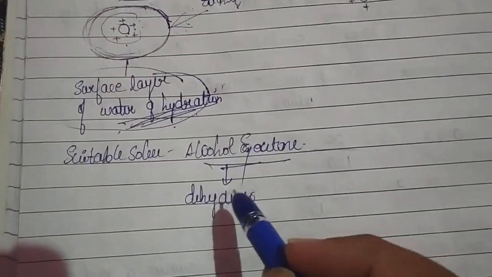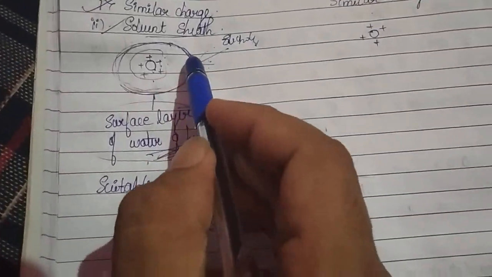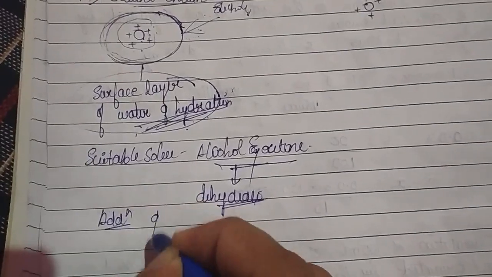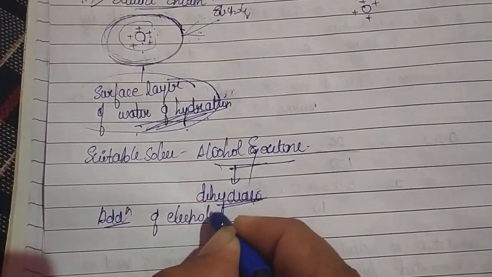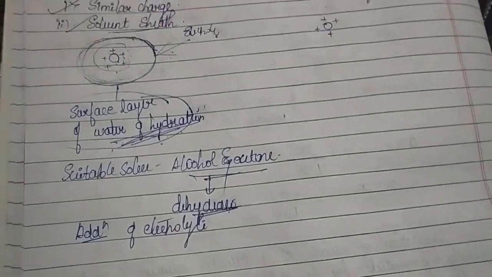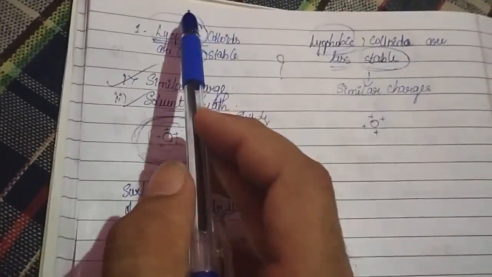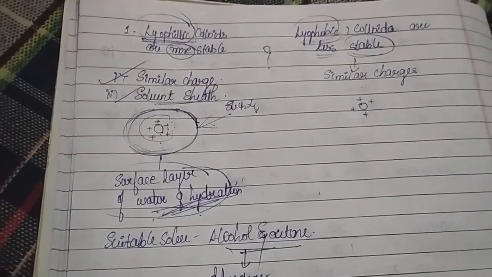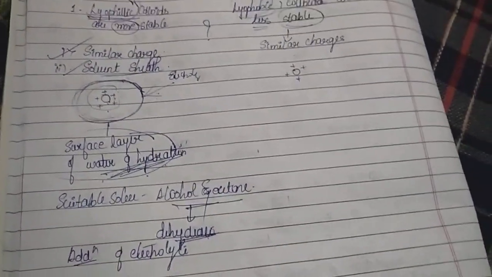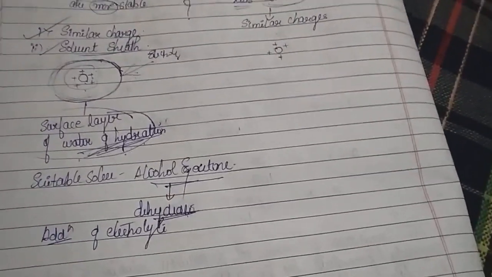So when such dehydration occurs, what happens? This layer has been removed. Then by the addition of electrolyte, what happens? Mutual coagulation takes place. So this is the technique of coagulation of lyophilic colloids. Of course, lyophobic we have seen many. It was a simple task. Just by the addition of electrolyte, we have seen that coagulation takes place.